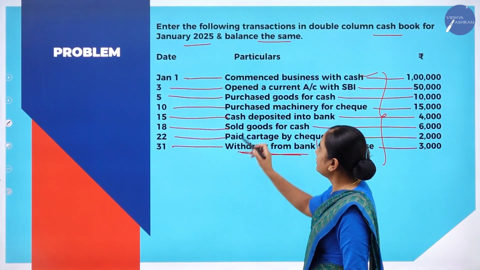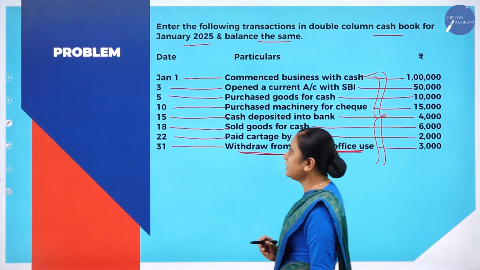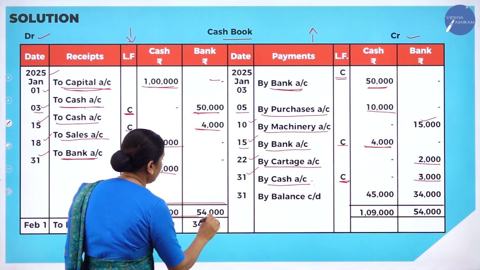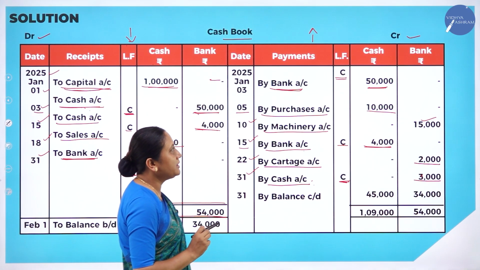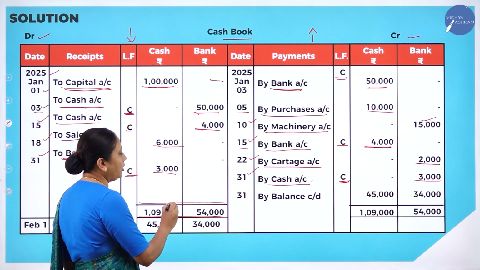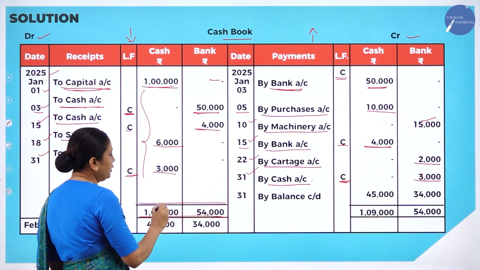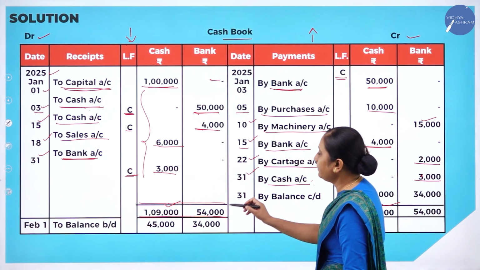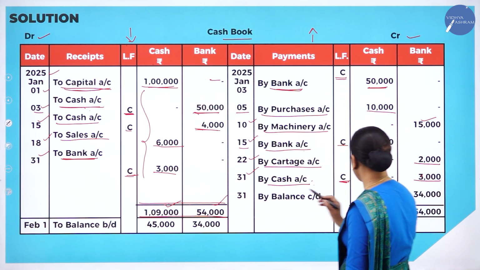See here, now we have transferred all the transactions that are given in the problem. After transferring, we have already recorded, right? Now what do we have to do? We have to do the totaling. Now we have to check whether the debit side cash column is greater or the credit side cash column is greater. In this problem, the debit side of both cash and bank columns is greater. You add all this side, it is coming to 1,09,000. The same amount you write this side also.